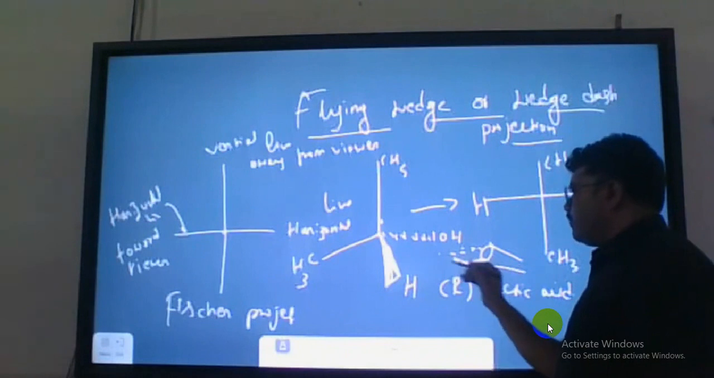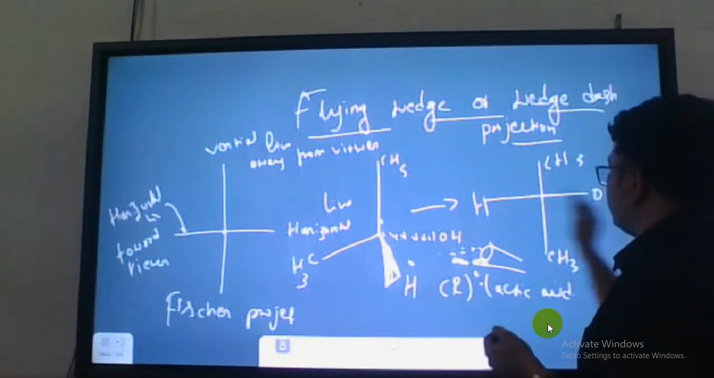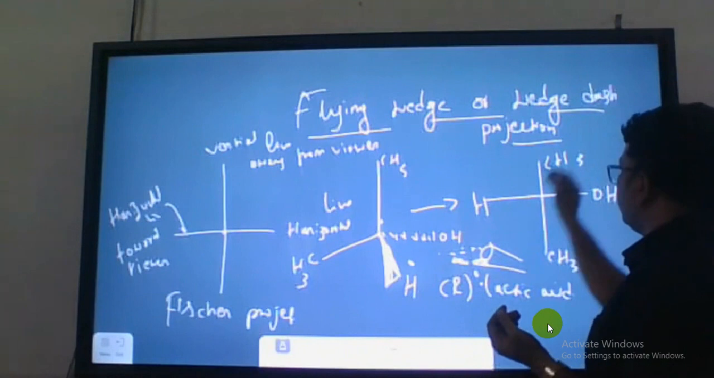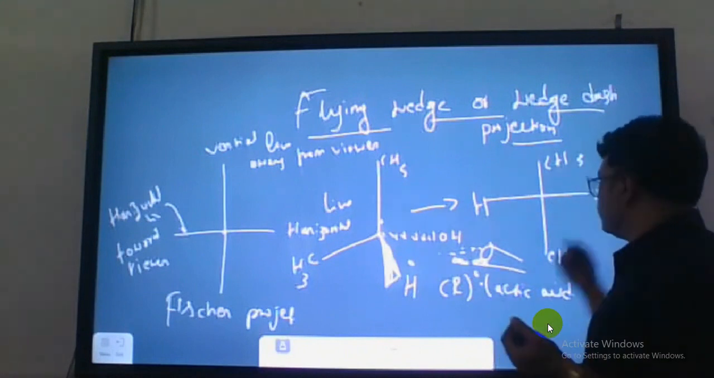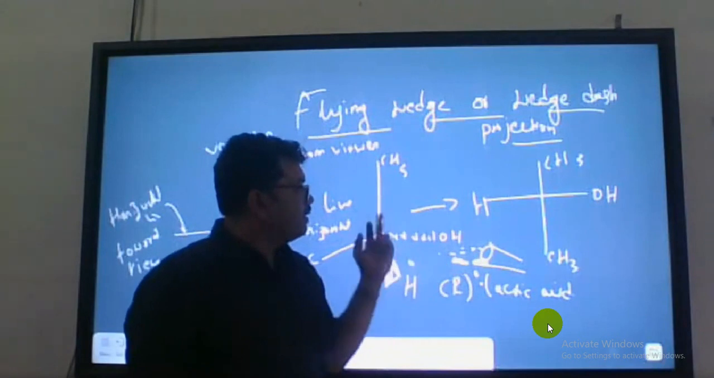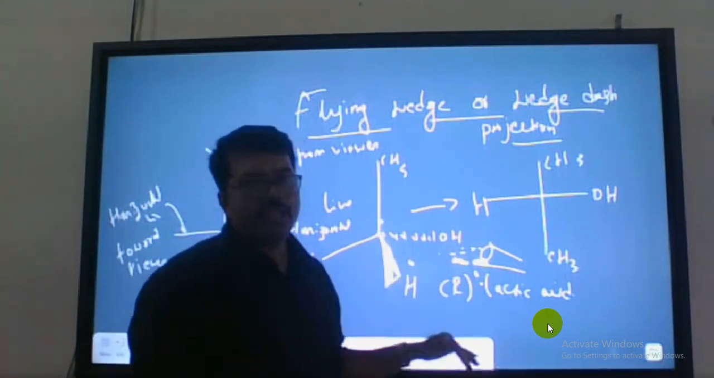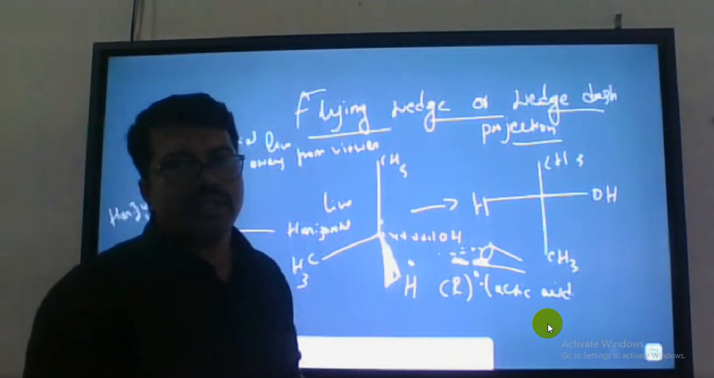If you look from this side, two bonds appear towards us. That is H and OH, left and right. And the remaining appear away. So that is vertical. Vertical is away from the viewer, and horizontal is towards the viewer.